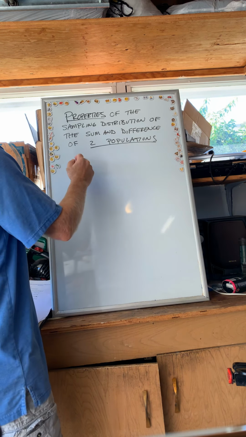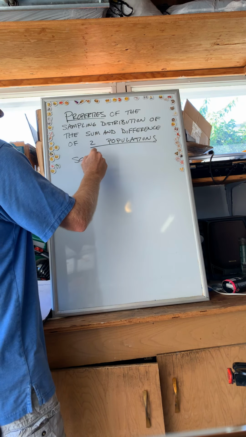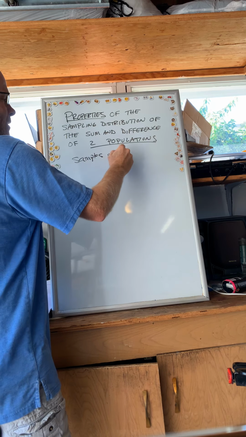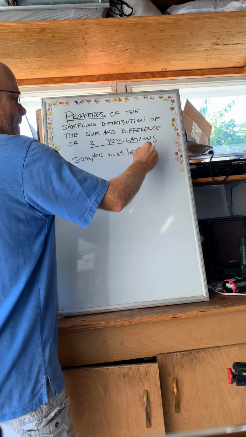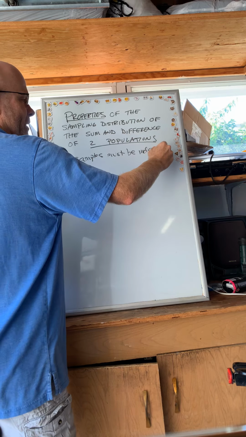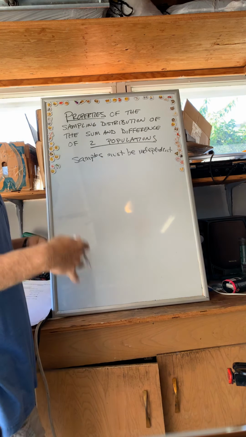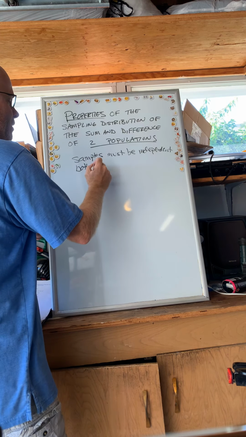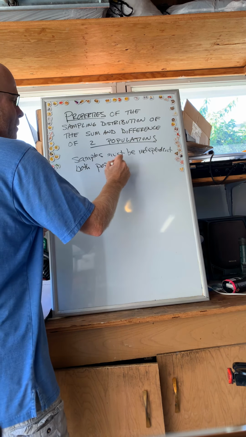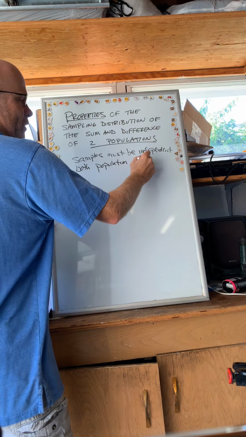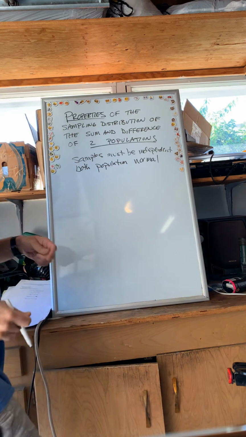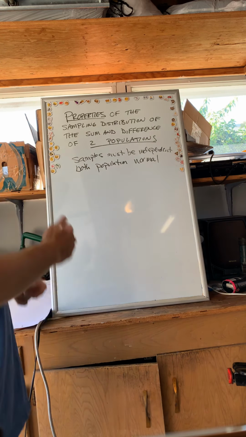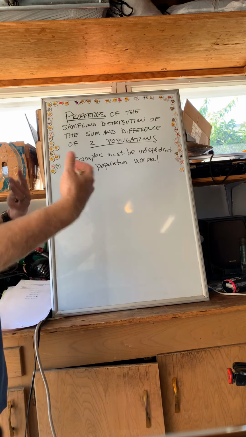First of all, the samples must be independent. So that's the first thing when I take the samples. The two groups must be independent. The two populations must be independent of each other. And both populations need to be normal. If they're both normal, then the sampling distribution will also be normal.